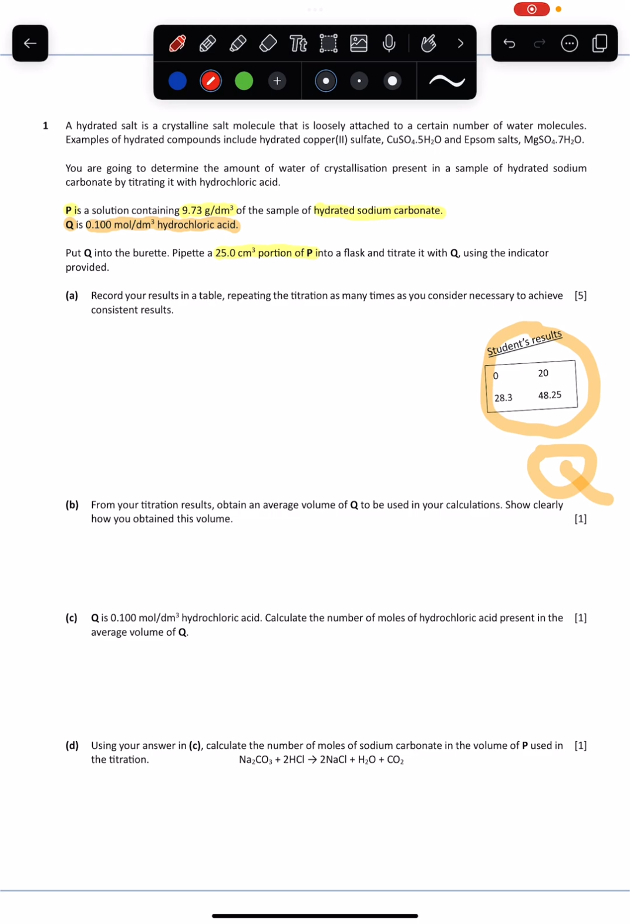But what is this hydrated sodium carbonate? It means it is Na2CO3.nH2O. What is this? You don't know. This is the unknown. That's why you are doing this whole experiment, to find out the n. If you flip to the next page, you realize that you need to find n or x somewhere in the last few parts.